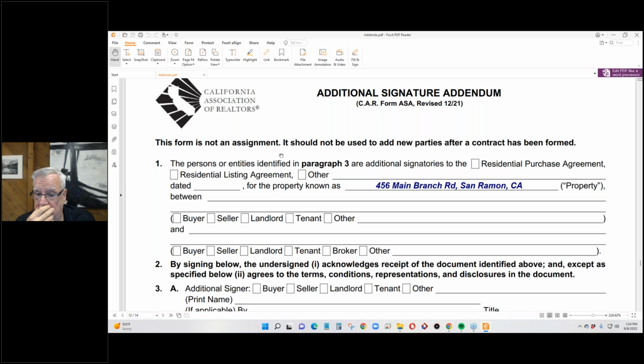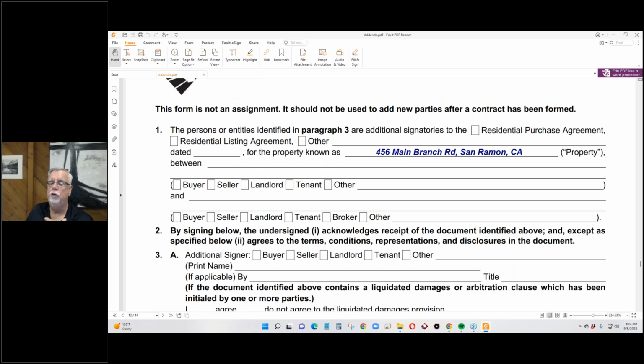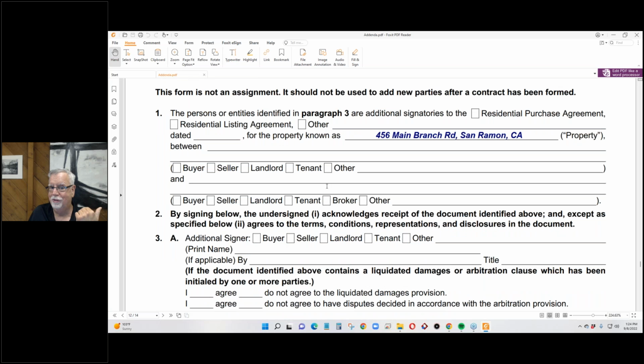That's not going to work, because what you really need is an assignment, which I'm going to talk about in a minute. But notice it says this should not be used to add new parties to a contract after it's been formed. This is used when you have more than 2 buyers or more than 2 sellers. So usually it's the purchase agreement. It could be the listing agreement. You would check who the buyer and seller are.